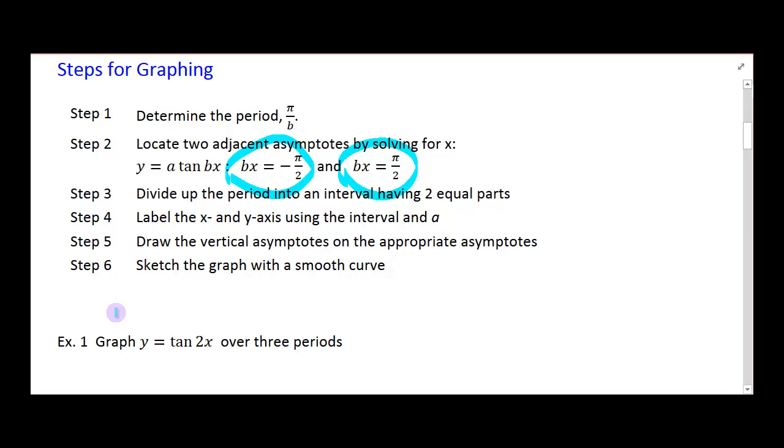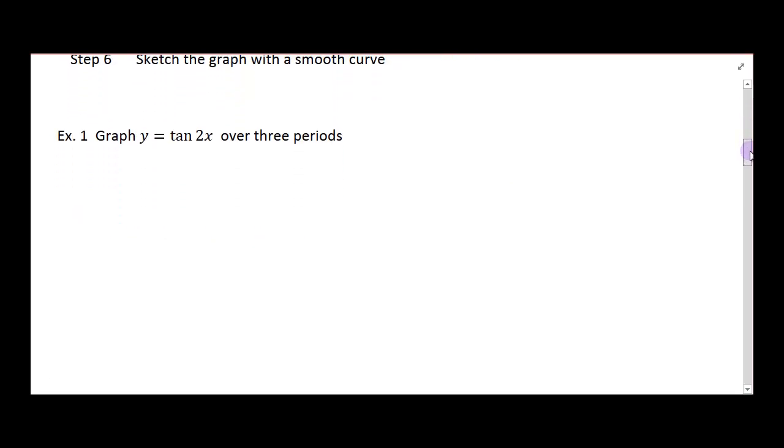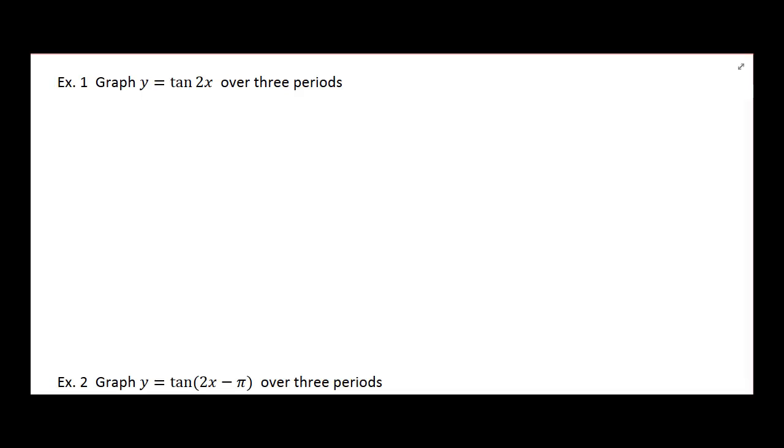So let's practice that on this first one. Here I'm being asked to graph y equals tan of 2x, and I'm going to do this over 3 periods. So the first thing that I want to do is figure out what the period is. Okay, so step number 1 for me is to determine what the period is, and I can do that by figuring out what b is. So here, b again is the coefficient next to the variable x.